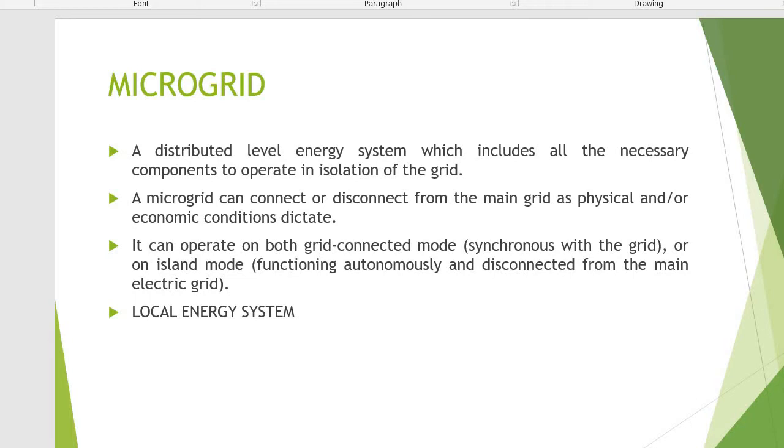isolation or with the grid. A microgrid can connect or disconnect from the main grid based on physical conditions, or if we have some economic conditions accordingly. It can also operate in grid connected mode, synchronous with the grid, and also in island mode, that is disconnected from the main grid. It is basically a local energy system.